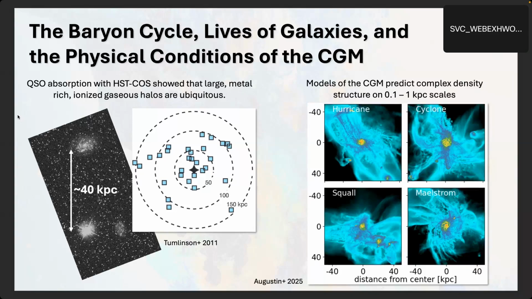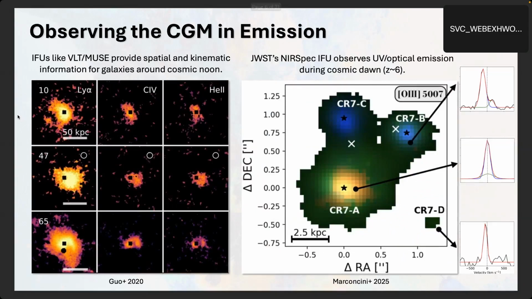And given the complex structures that our models are predicting, even a handful of sightlines per galaxy is still going to give us a very limited picture of the spatial distribution of these halos. So we really need to study them holistically with something like an IFU. So when we observe the CGM emission, currently there are two ways.